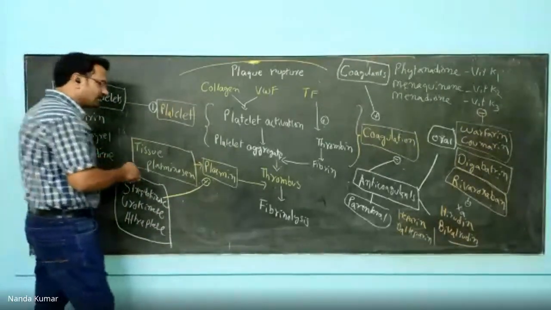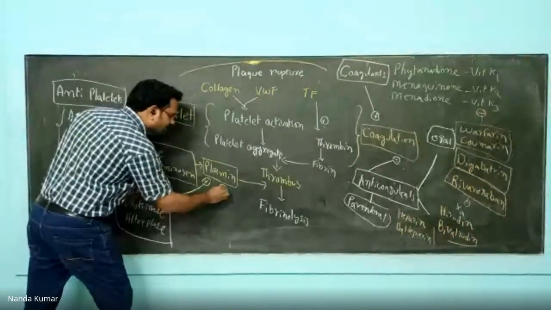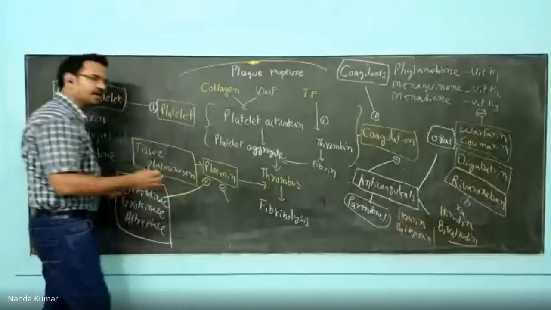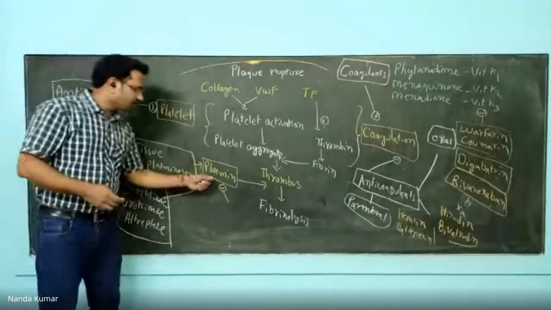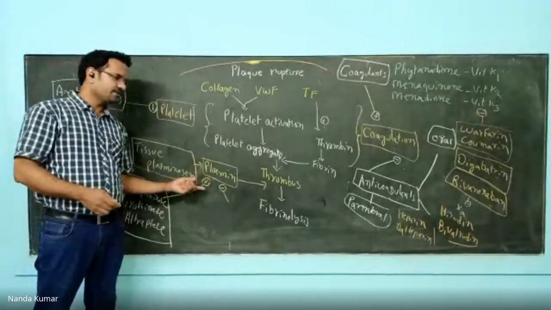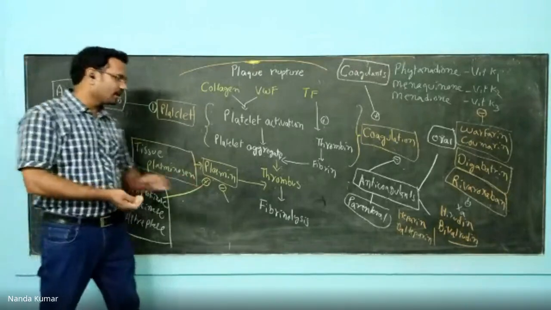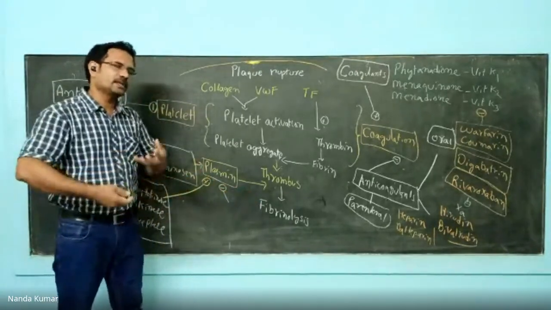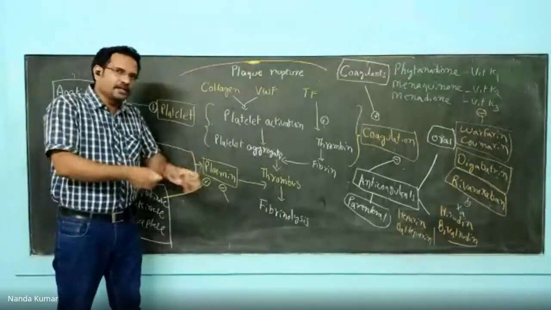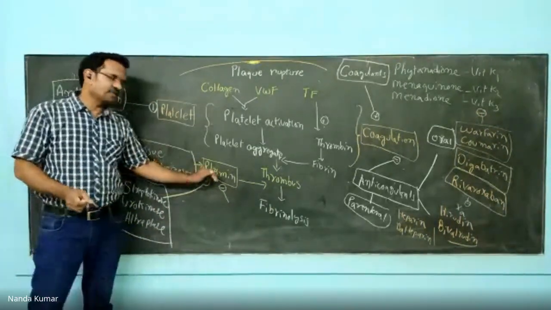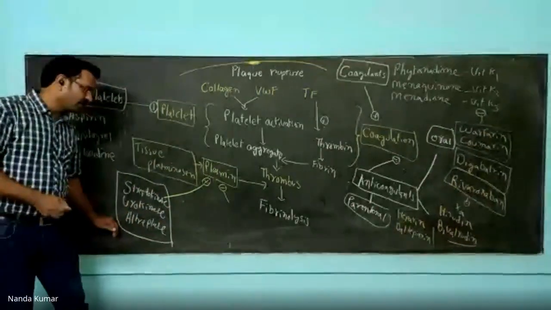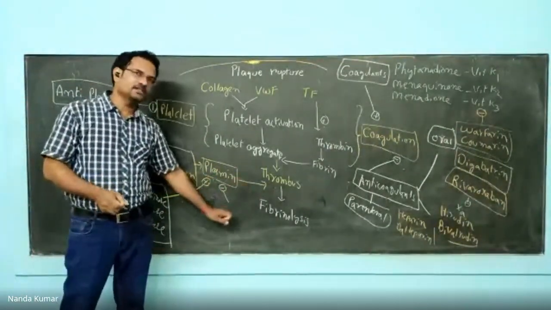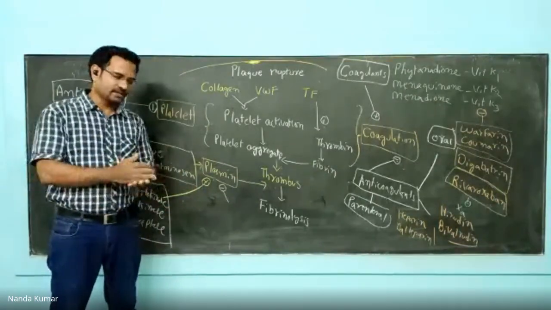Now, there are agents which will inhibit. See, understand this notation. When you write a plus sign, that means they are activated. When you write a negative sign, they are inhibited. So there are agents which will inhibit plasmin. What happens when you inhibit plasmin? They become anti-fibrinolytics. Fibrinolytics means the agents which will enhance fibrinolysis, breakdown of fibrin. That occurs when plasmin is activated. So these are fibrinolytics. When you inhibit plasmin, they inhibit fibrinolysis and they become anti-fibrinolytics.